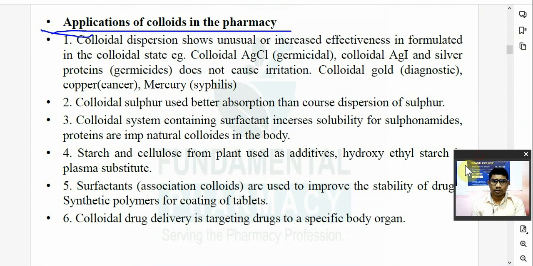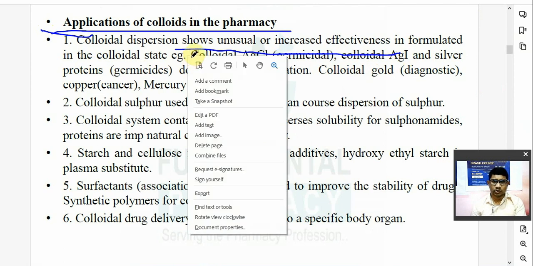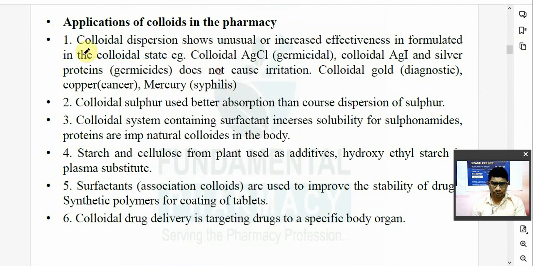Colloidal dispersion shows unusual or increased effectiveness in formulation if formulated in the colloidal state. Colloidal dispersion will show unusual or increased therapeutic use when formulated in the colloidal state. For example, colloidal silver chloride.